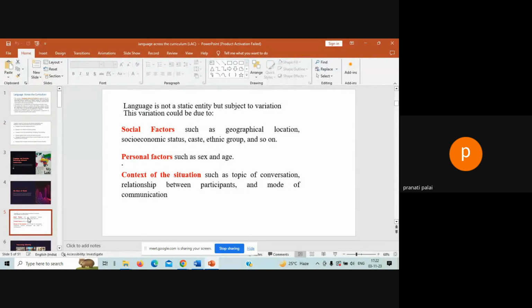Take the case of India. India is a country with multiple languages, with people living with multiple languages. So social factors, geographical location, regional variation: language also varies accordingly. Next is socioeconomic status. If you go to the tribal areas or the most remote areas, the language of those people is also different. They are using some other kind of language.